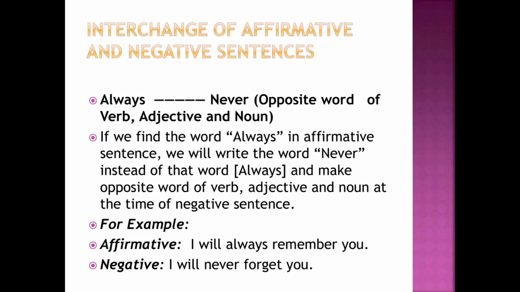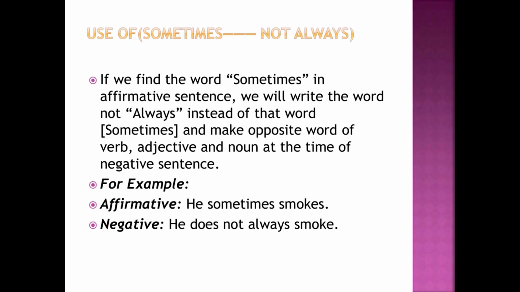In the next slide, we have the next rule, that is the use of sometimes and not always. Sometimes in an affirmative sentence, we will write the words not always instead of that word sometimes, and make the opposite word of the verb, adjective, noun at the time of negative sentence. For example, he sometimes smokes. Negative: he does not always smoke.